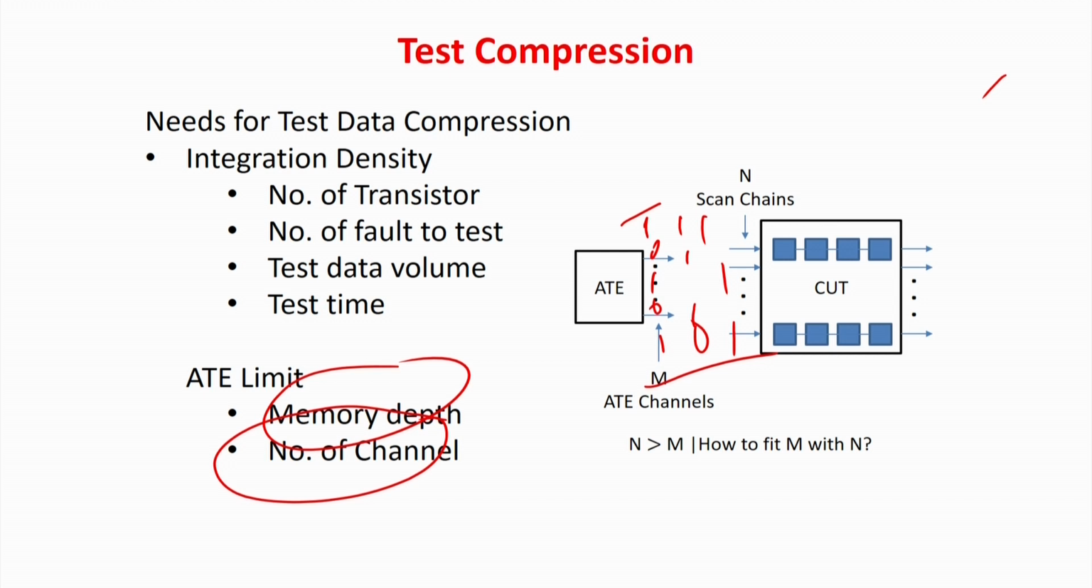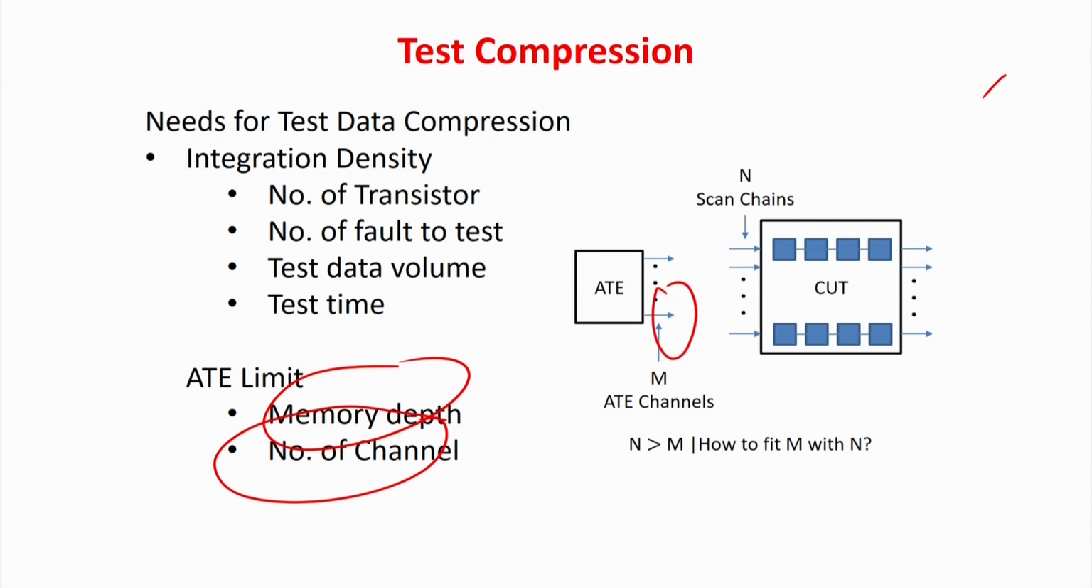So memory means the number of bits you are using. The more bits, the more patterns, and the more bits per pattern will increase the memory. So for memory in the ATE you have to pay. But memory is not that expensive, because nowadays memories are cheaper. More important is how many physical channels you are occupying.